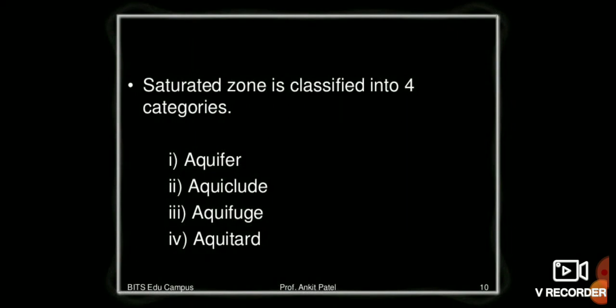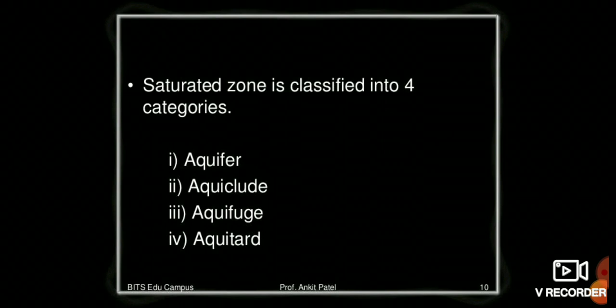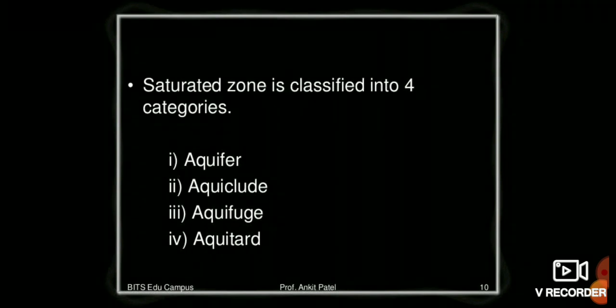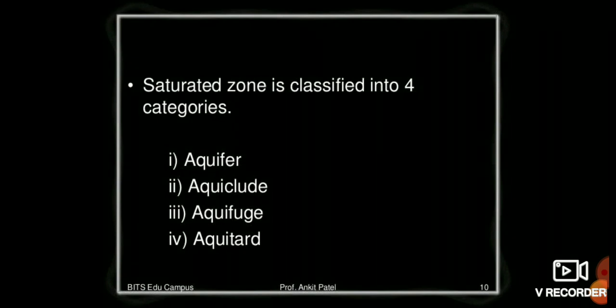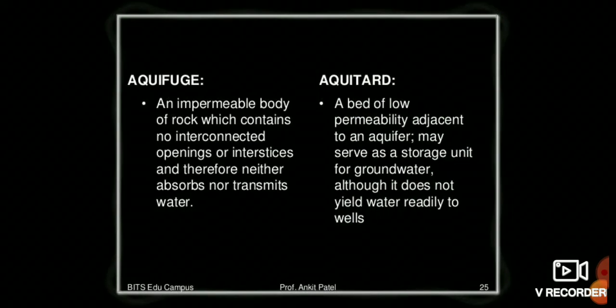Now today we are going to study the irrigation chapter. In the irrigation chapter, today I will deal with the types of aquifers and different terms related to aquifers. So friends, first of all we should divide the saturated zone into four categories, and these four categories are aquifer, aquiclude, aquifuge and aquitard. I am telling these terms so if a theoretical question comes in the examination, then you can easily answer and you can get the 1 mark.